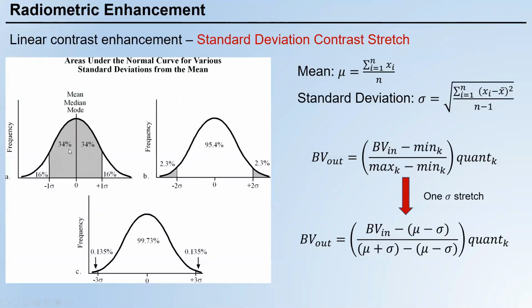As long as you have the mean value and standard deviation, you know that 68% of the observations in your data set are within the value between what? Between the mean minus 1 standard deviation and the mean plus 1 standard deviation. So we can simply use standard deviation to do the linear contrast stretch like this. When you're doing a 1 standard deviation stretch, this is the area, right?